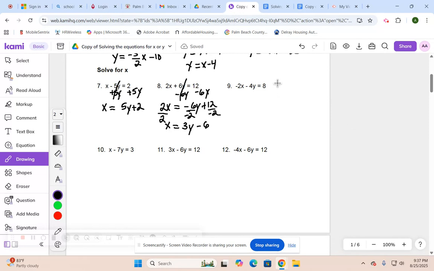All right, let's look at the next one. We'll start by adding 4y to both sides to eliminate the y term from the left side. Now we just have negative 2x on the left equals 4y plus 8. And we need to get x by itself, so we have to divide through by negative 2. So we'll have x equals negative 2y minus 4.